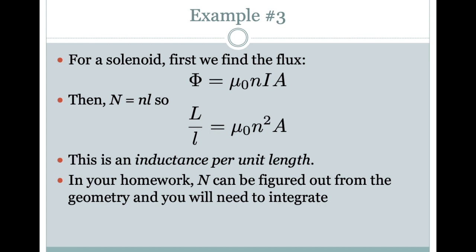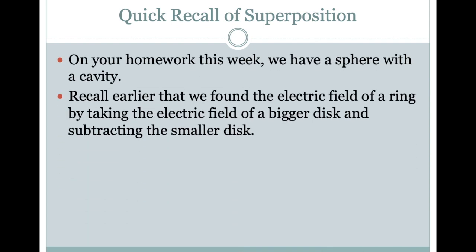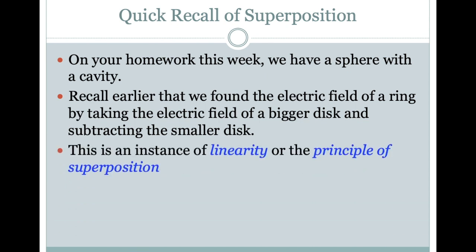As a final note, we will recall superposition, which is important for the third homework problem. We have a sphere with a cavity. Recall earlier that we found the electric field of a ring by taking the electric field of a bigger disk and subtracting the smaller disk. The same situation happens here. You have a cavity in a sphere, which can be thought of as a big sphere minus a little sphere within it. This is an instance of linearity, or the principle of superposition, as you might remember.